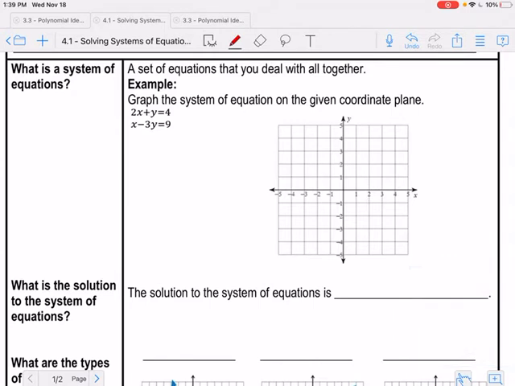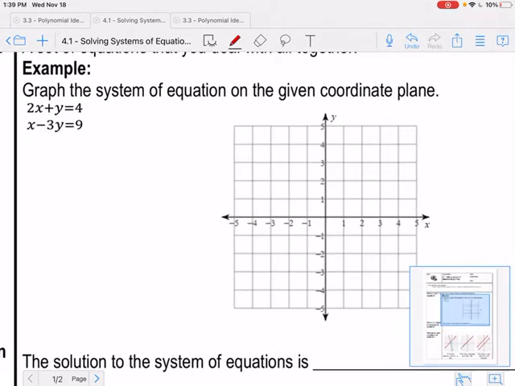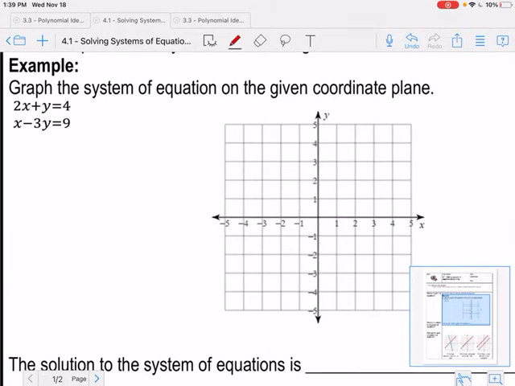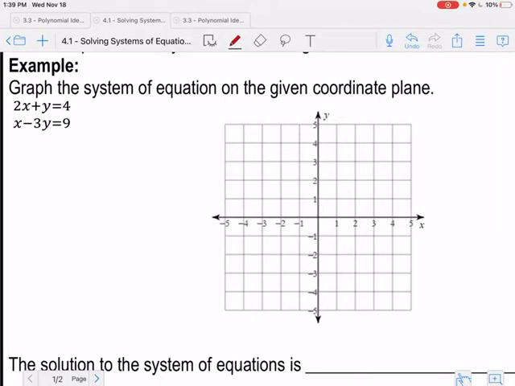So the definition of a system is a set of equations that you deal with all together. Okay, let me simplify that a little bit. Basically, instead of graphing one equation, you're gonna be graphing two. That is really what a system of equations is. So let's go ahead and get started.